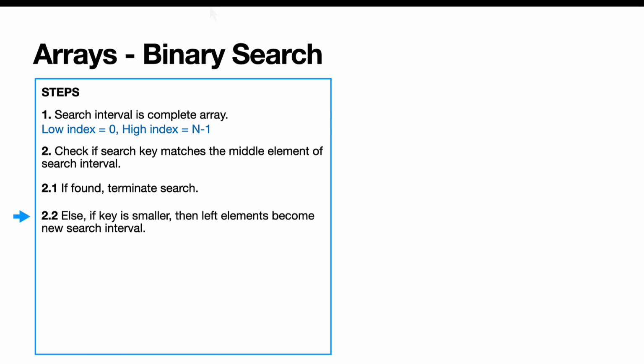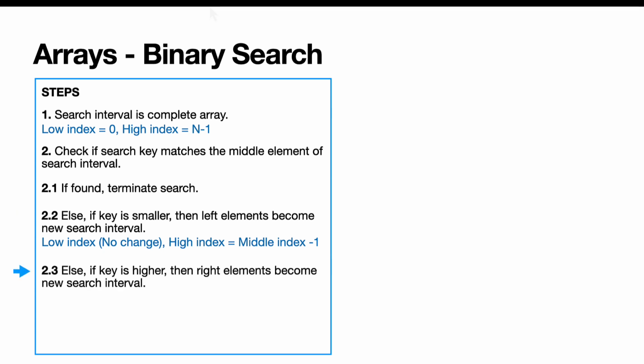Else, if the key is smaller than the middle element, then the key cannot exist on the right side of the middle element, since the array is sorted. So we eliminate the right side and continue our search on the left side. So the left half becomes the new search interval. The left index remains the same. The right index is now one index less than the middle index.